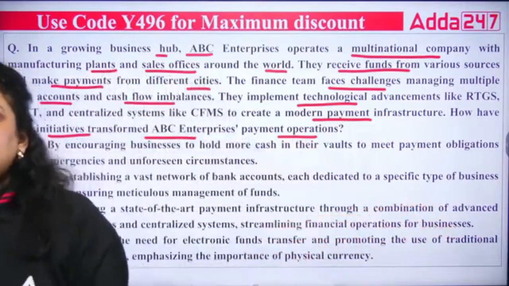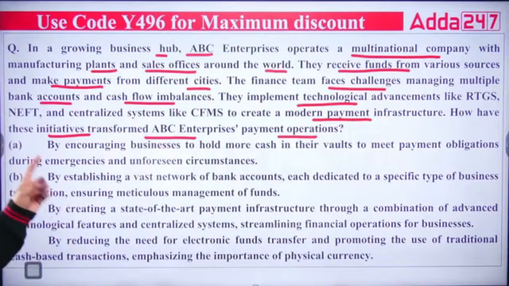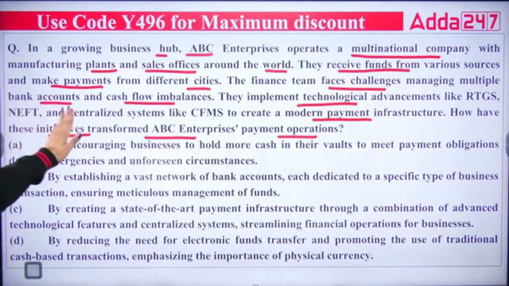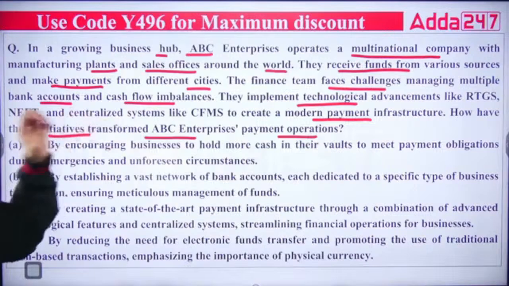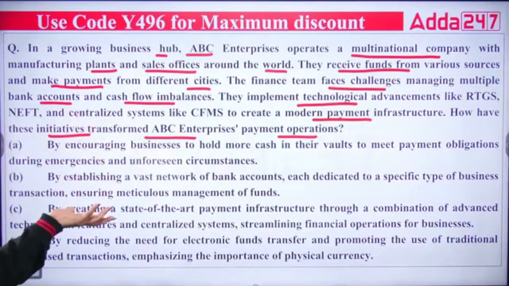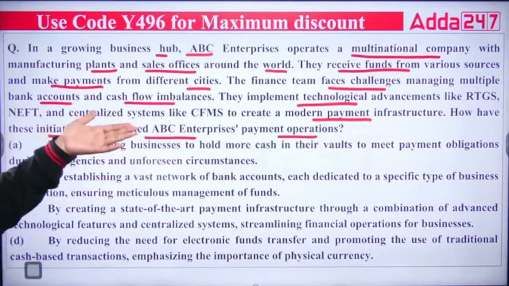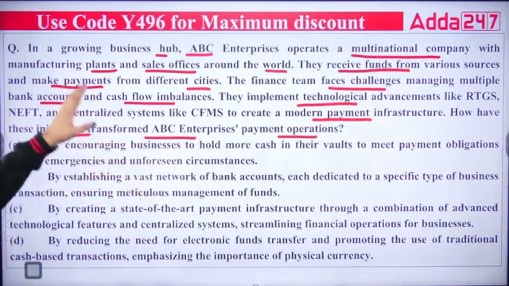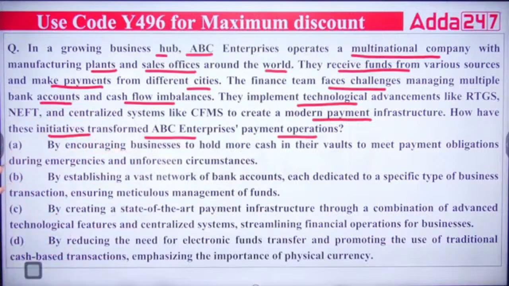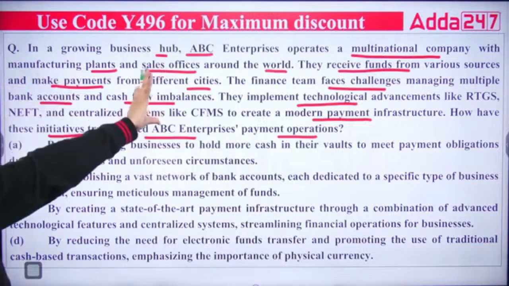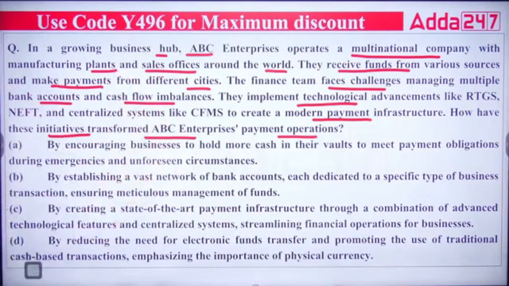In that situation, the question says the finance team faces challenges managing multiple bank accounts and cash inflow balances. Obviously, when you have multiple sources you are earning from and multiple sources you have to make payments to, it will cause imbalance. So they implement technological advancement. They have RTGS, NEFT, CFMS, and they use the modern payment infrastructure. Now you have to answer how this recent initiative they have taken has transformed their payment way.